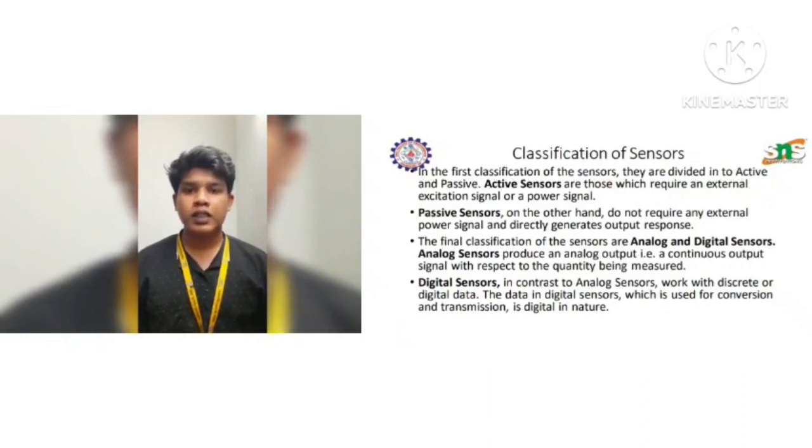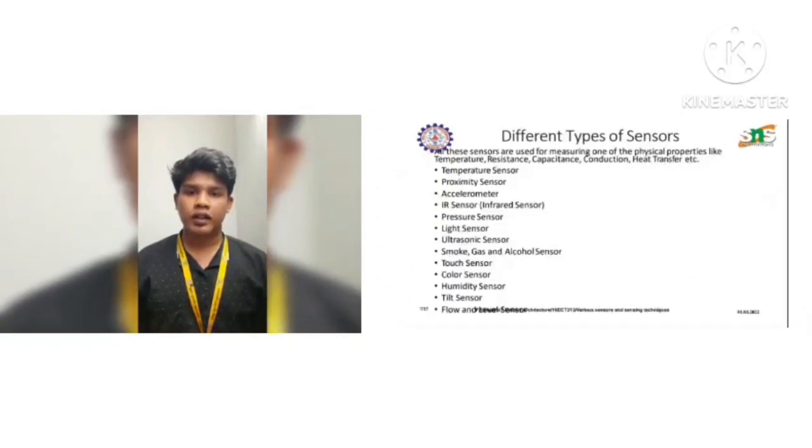The second classification of sensors is analog and digital sensors. An analog sensor produces a signal continuous with respect to the quantity being measured. A digital sensor, in contrast to analog sensors, works with discrete or digital data. The data in a digital sensor, which is used for conversion and transmission, is digital in nature.